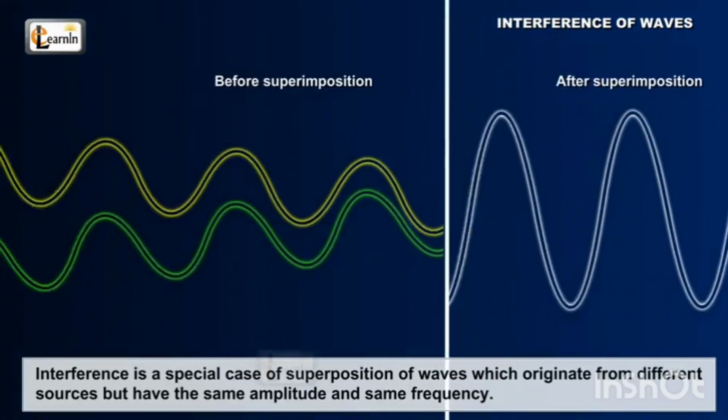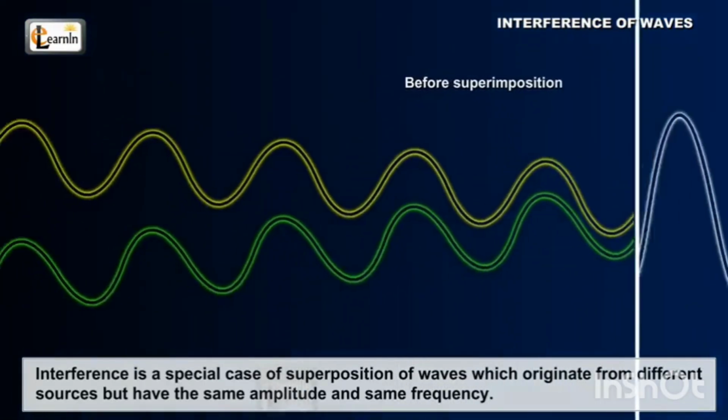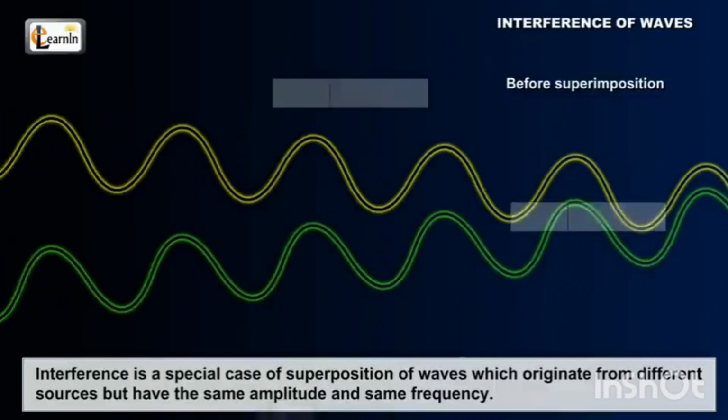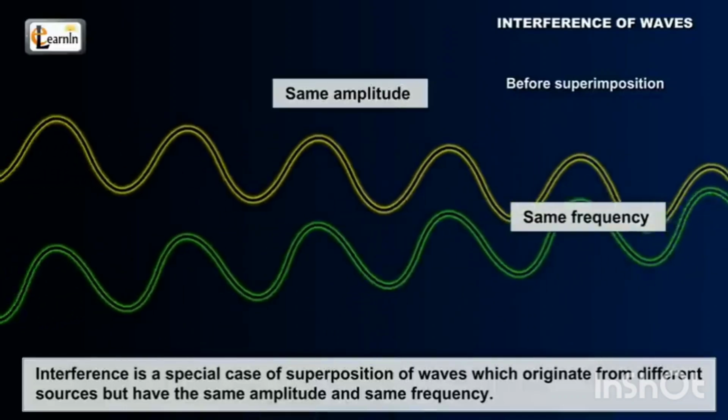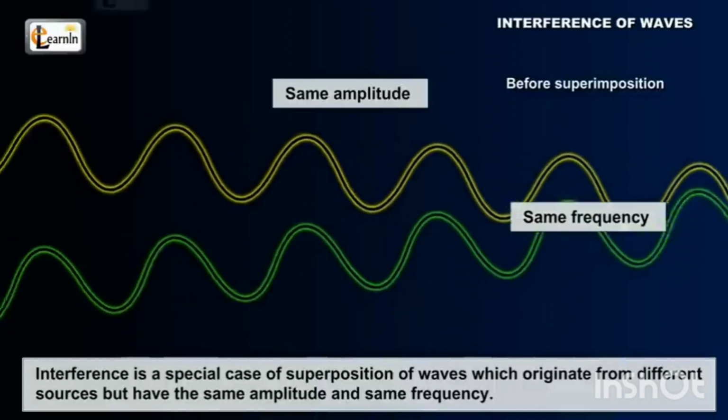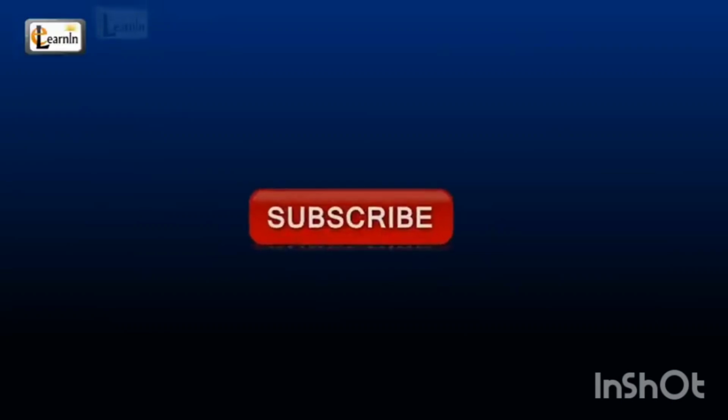Interference is a special case of superposition of waves, which originate from different sources but have the same amplitude and the same frequency.